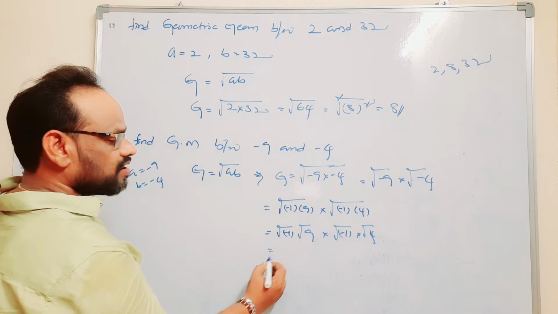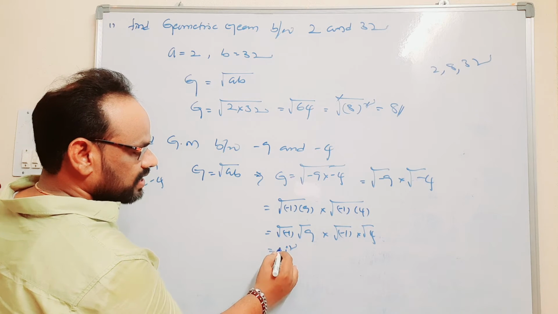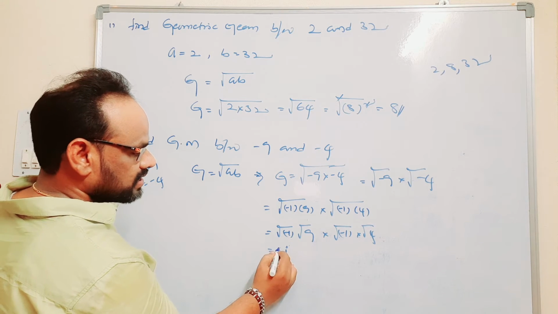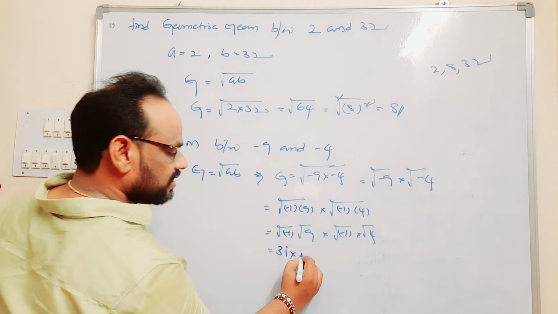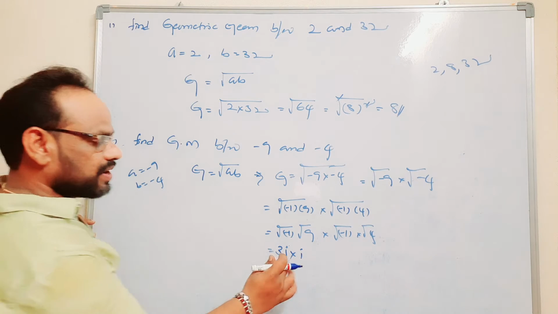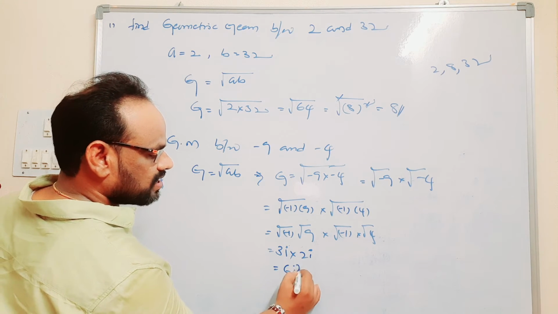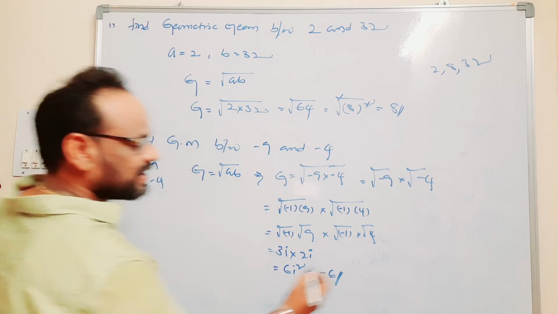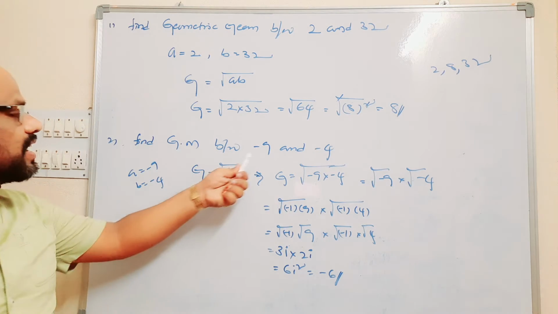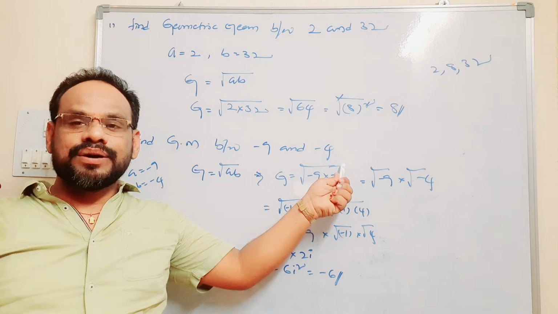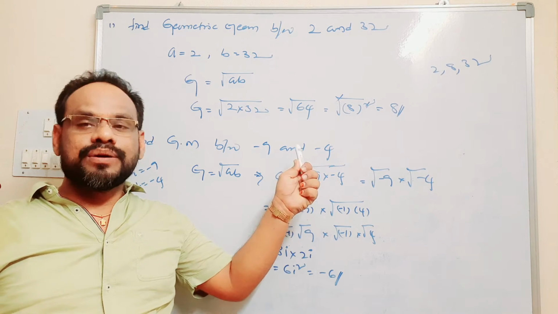That is equal to square root of -1, which is nothing but i, into square root of 9, which is 3. So 3i into square root of -1, which is again i, into square root of 4, which is nothing but 2, that is 2i. 3 times 2 is 6i squared, that is equal to -6. -6 is the single geometric mean between -9 and -4.